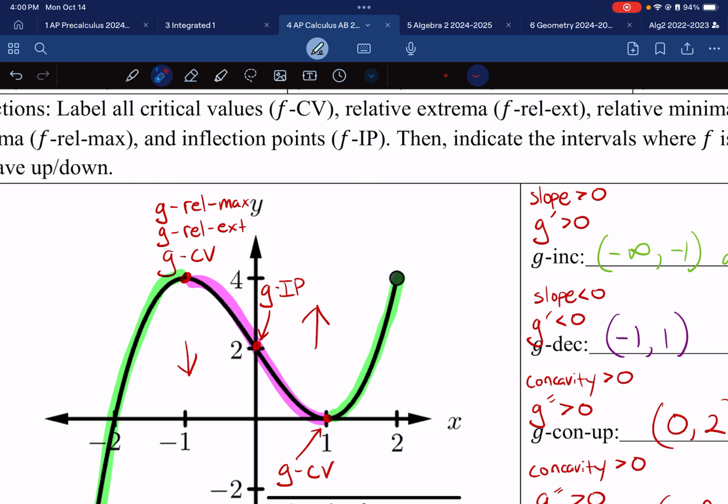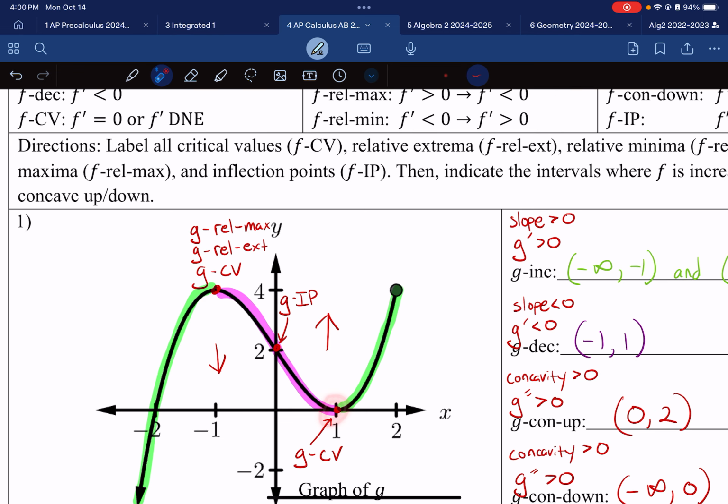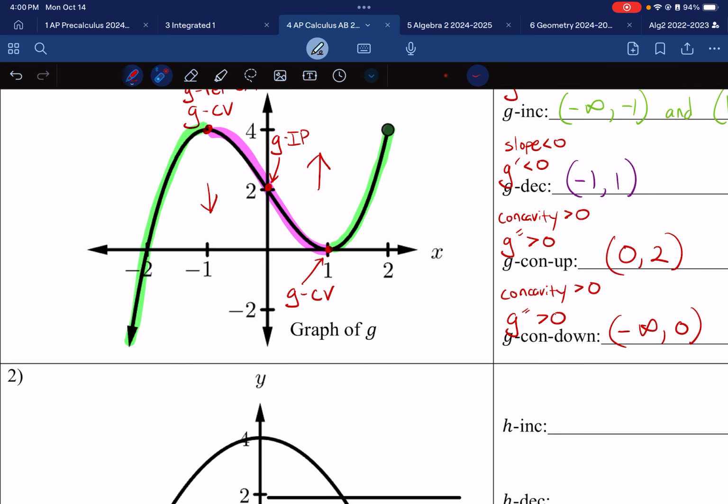It's a maximum. And then down here we have another relative extremum. So I'll say this is a G relative extremum. What type of extremum? Is it a minimum or a maximum? Well, it's a G relative minimum. The definition of a minimum is where G prime is negative, and G prime is a slope, so the slope is negative and then the slope is positive. That changes right here.